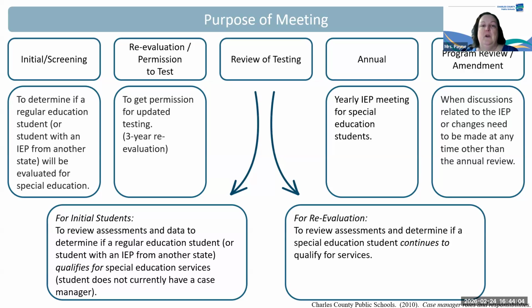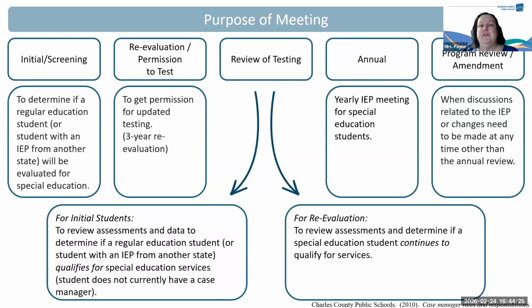So we're really getting a permission to test or a permission to not test and just do a program review. For review of testing, if it's an initial student, it's to determine if a regular education student or a student with an IEP from another state qualifies for special education service, and the student does not have a case manager. That's for initial students.